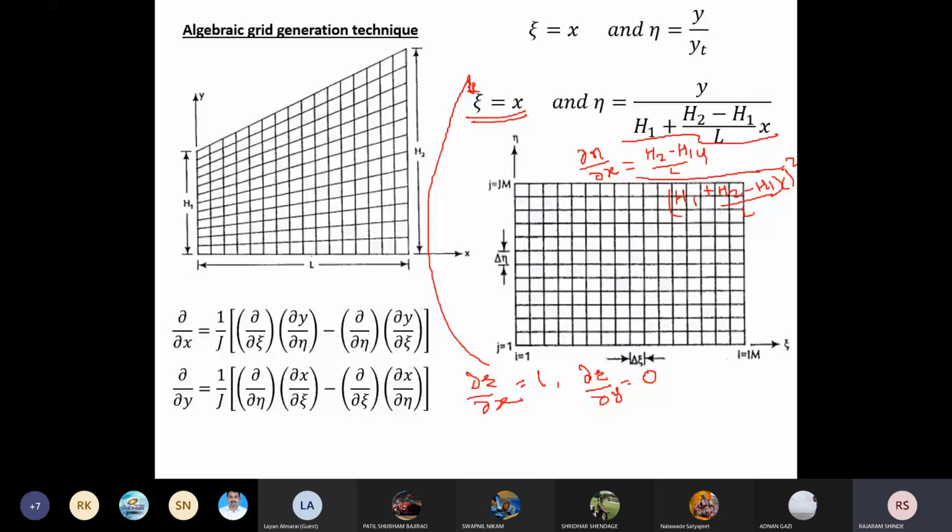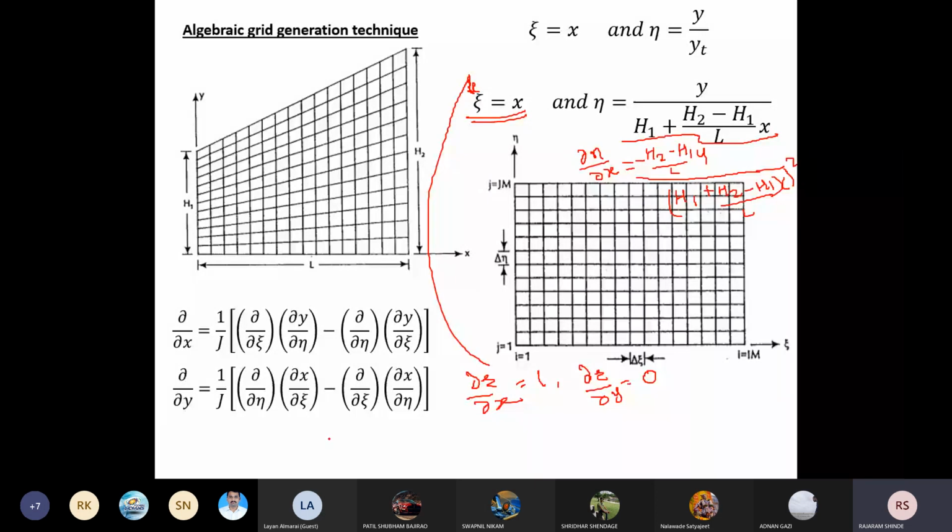One more thing I want to tell you here: this derivative with respect to x should be negative. Why should it be negative? Because x is at this place. Now again you can simplify this. Here we have x and y coordinates, and we can replace them, because we have to write all the equations in terms of your computational plane.